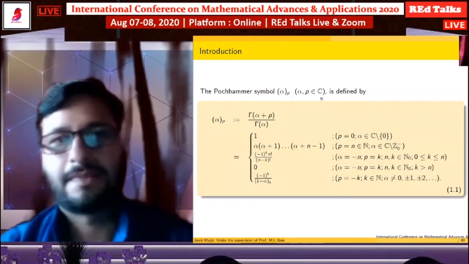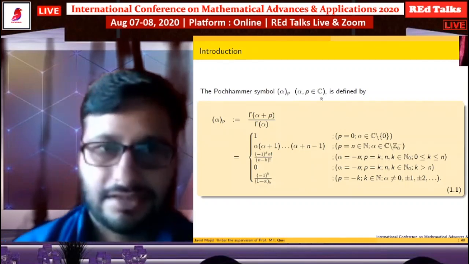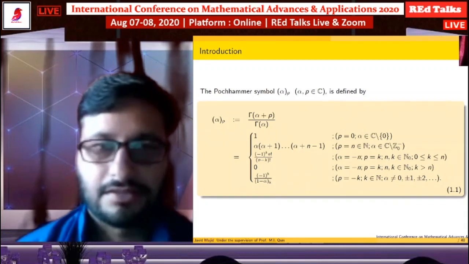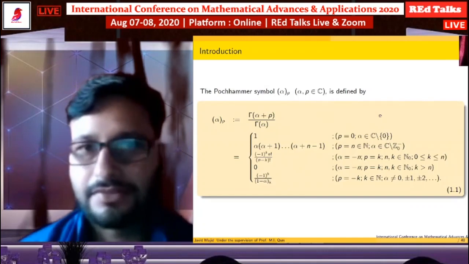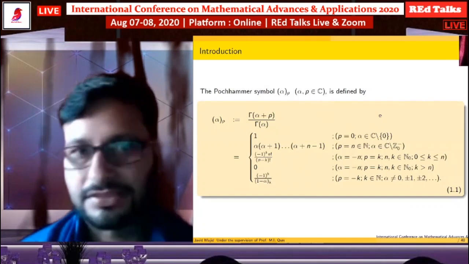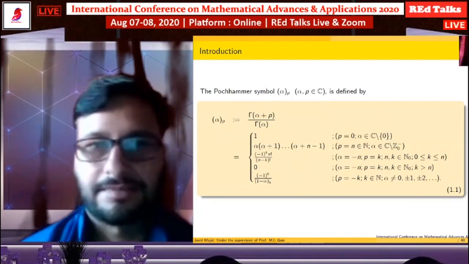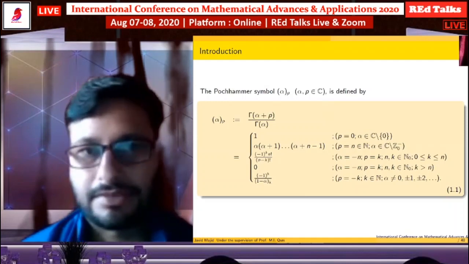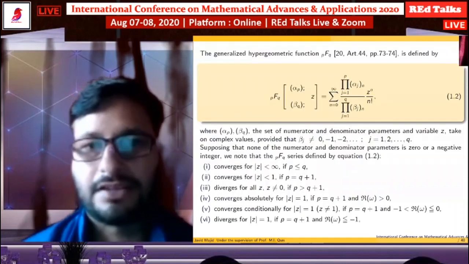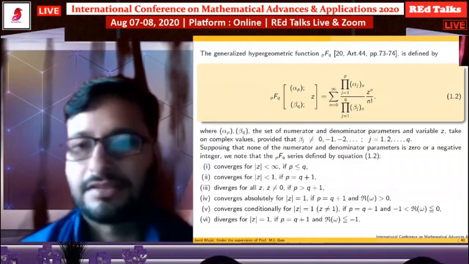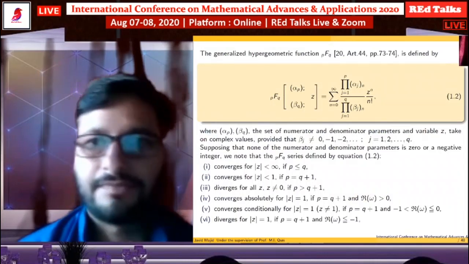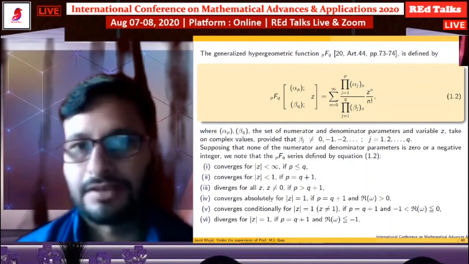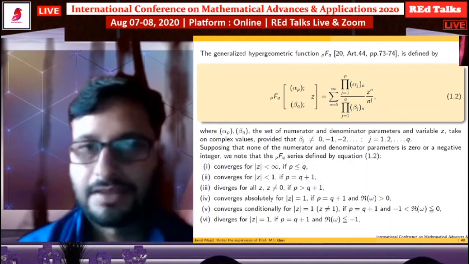First of all, in the introduction portion, I would like to define the Pochhammer symbol (alpha)_p, where alpha and p belong to complex numbers, defined by the relation (alpha)_p is equal to gamma of alpha plus p divided by gamma of alpha, given by 1.1, and the generalized hypergeometric form of 2F1, the Gauss hypergeometric form.